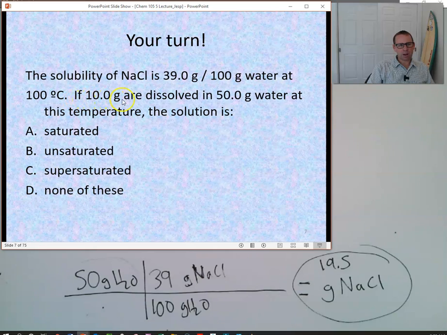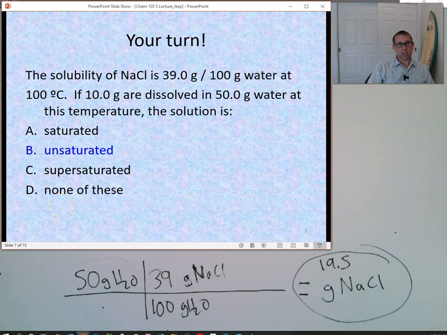So if I have 10 grams in 50 grams of water, is the solution saturated, unsaturated, or supersaturated? How many can I get in there? 19.5, and I only have 10. So is it saturated, unsaturated, or supersaturated? Unsaturated, that's right. To be saturated, I'd need to have 19.5. And if I had more than 19.5 dissolved somehow, I'd be in a supersaturated state.